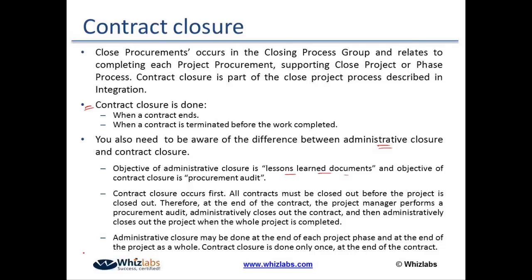Okay? Administrative closure happens at the end of every phase and at the end of the project as a whole. Contract closure happens only once, that is at the end of the project. Both are responsibility of the buyer in order to close a procurement process.